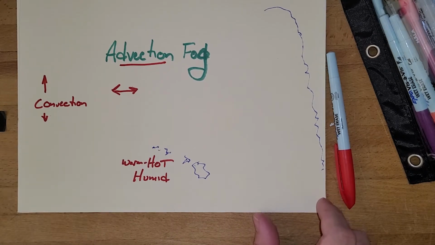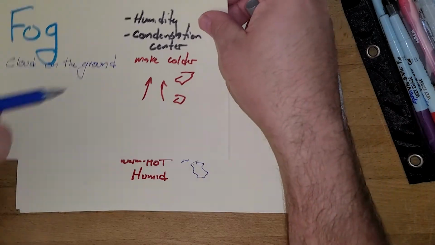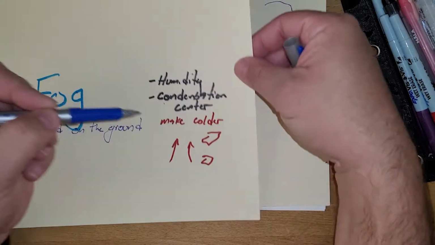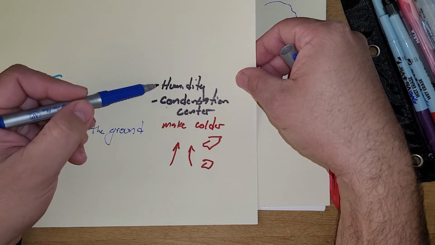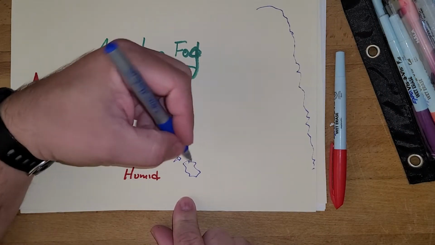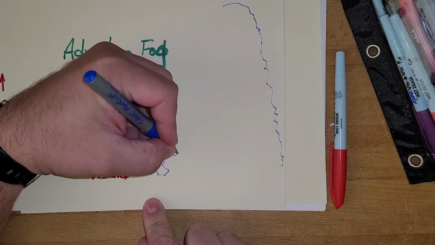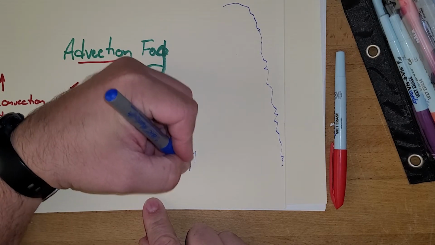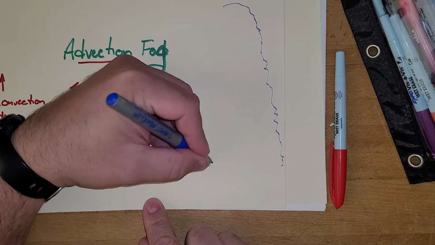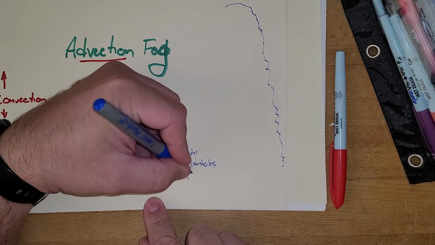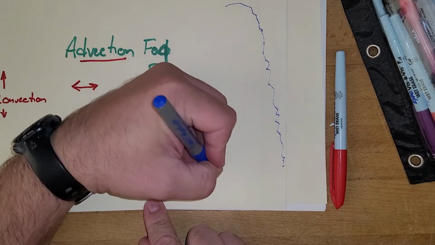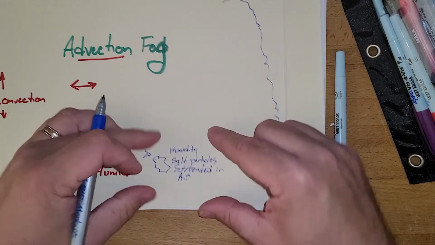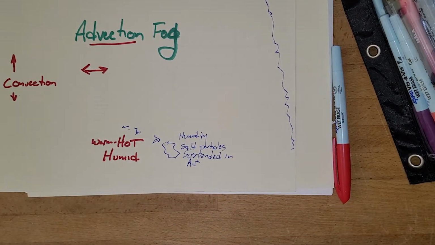Okay, so what are we getting? Well, we've got the ocean, so we've got a lot of the salt particles that are floating around there. We've got our condensation nuclei. We've got our humidity. Okay, so we're going to have our two ingredients, humidity and salt particles suspended in the air. Bam, we have all of our ingredients. Now we just need to make it colder.